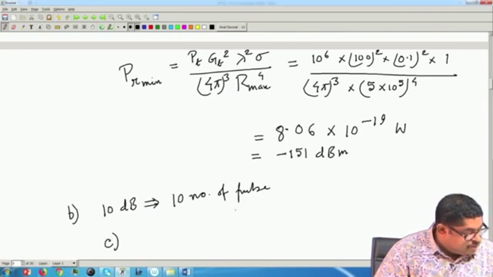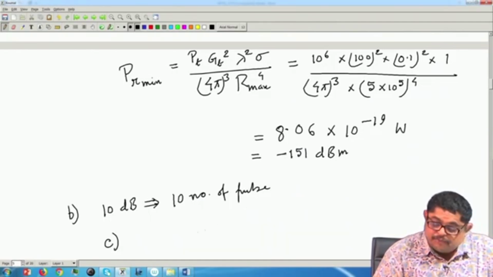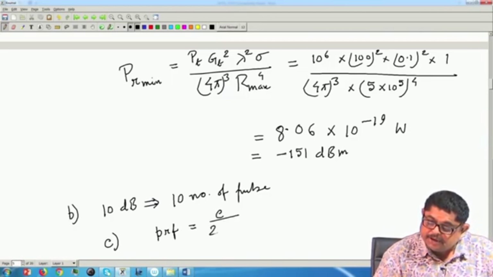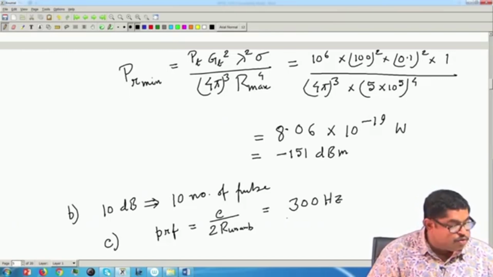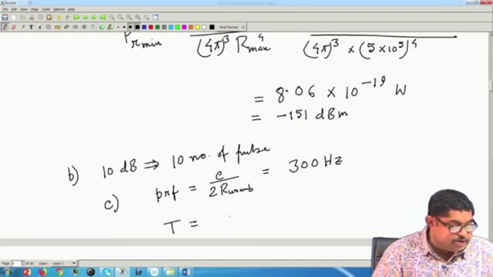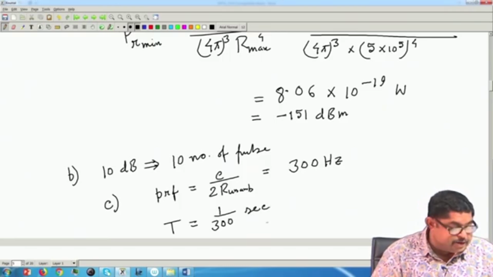Now, part C, find the minimum time required to determine the azimuth of a target. First find the PRF, it will come from that unambiguous range. You know PRF is C by 2 times the unambiguous range. So, that will be 300 hertz. What is the PRI? T is 1 by PRF. So, that is 1 by 300 second.